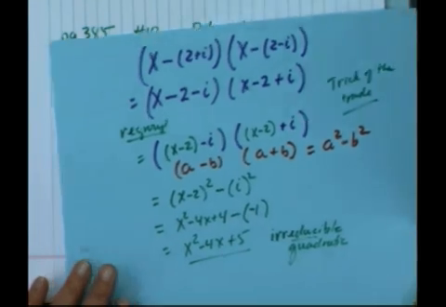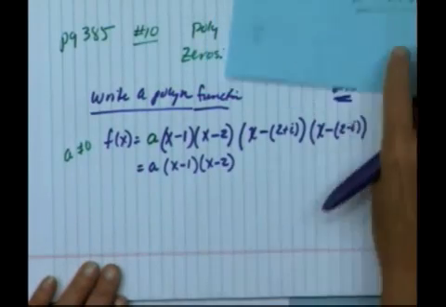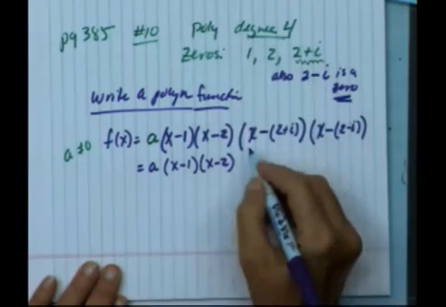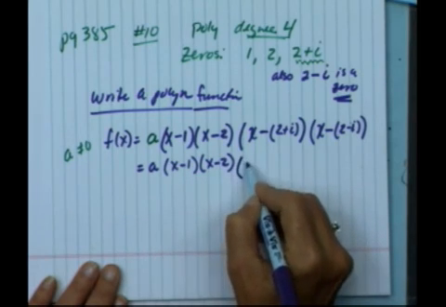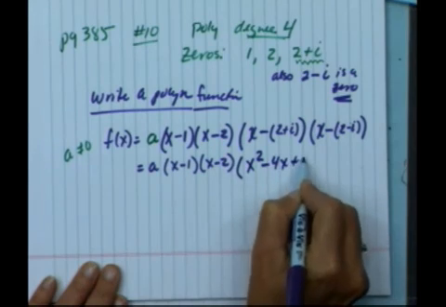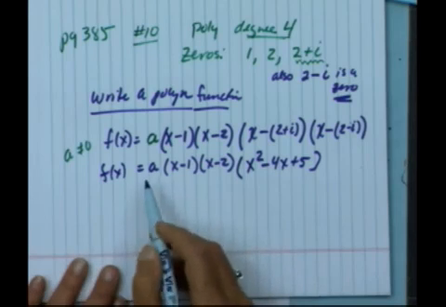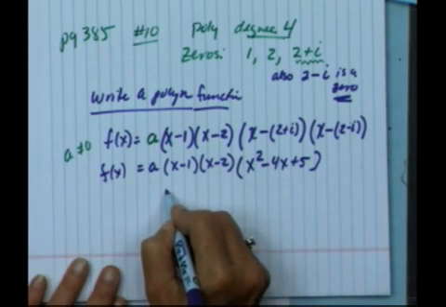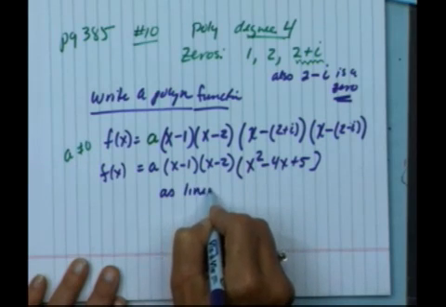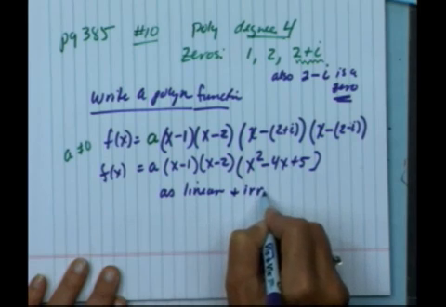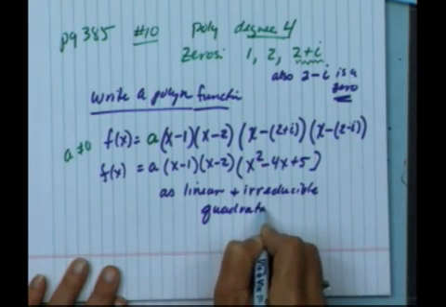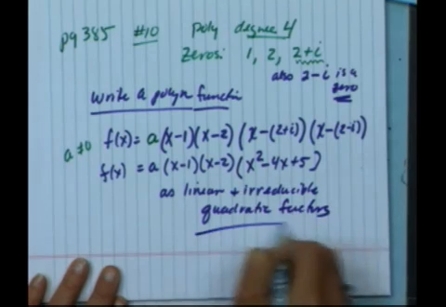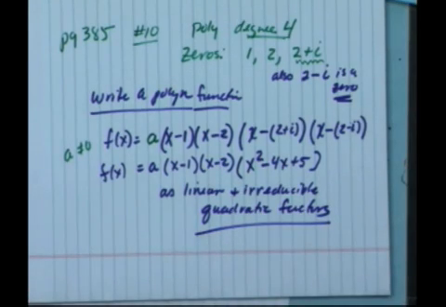Okay. So now what I want to tell you is that this polynomial function can be written as a times x minus 1, x minus 2, times x squared minus 4x plus 5. So the words I want to use: this is written as linear and irreducible quadratic factors. I want to show you where this is in your book, then I'll come back and answer your questions about this.